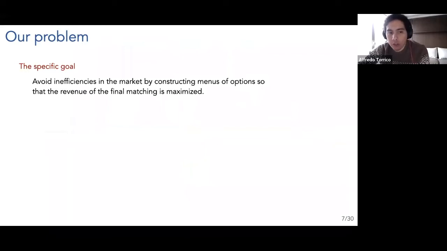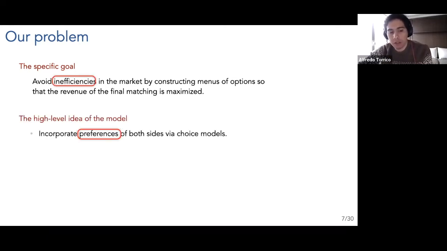So the specific goal for this problem is we want to avoid inefficiencies in the market by constructing a specific menu of options so that the revenue of the final matching is maximized. Inefficiencies happen because of the preferences. So in our model, we incorporate preferences of both sides via choice models. I'm going to explain a little bit later on what this is.